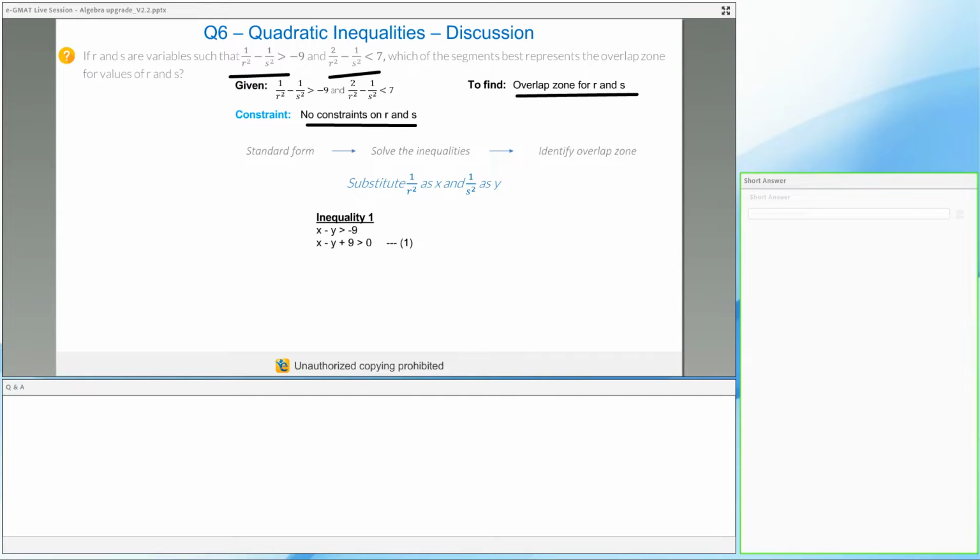minus 9, and I'm bringing minus 9 this side, and the second equation would be 2x minus y is less than 7. Once again I brought everything to one side just to ensure that both of them have the greater than sign, and then it becomes easy to solve.